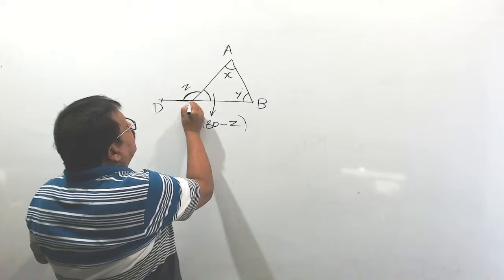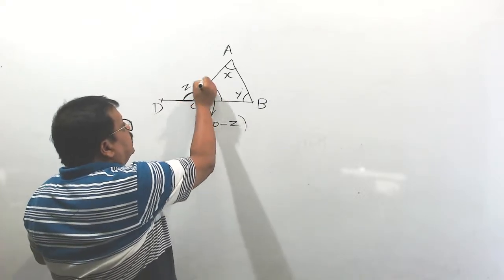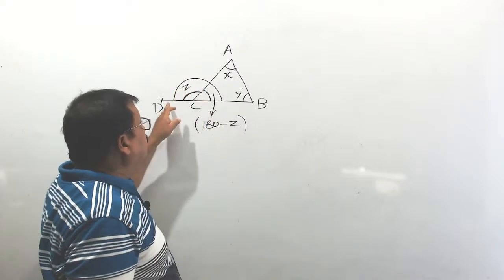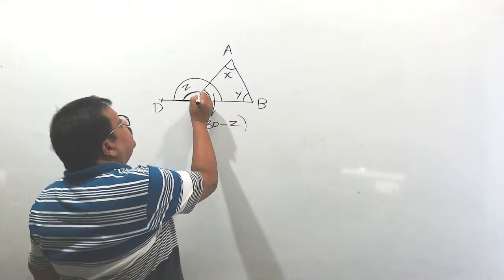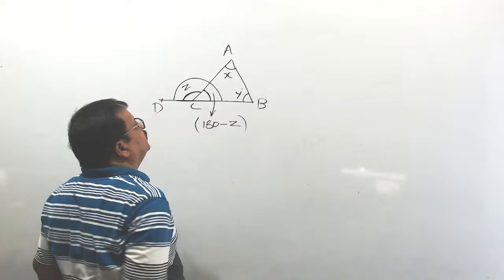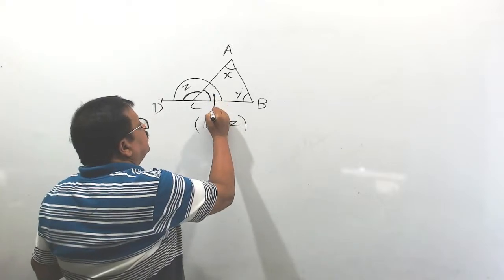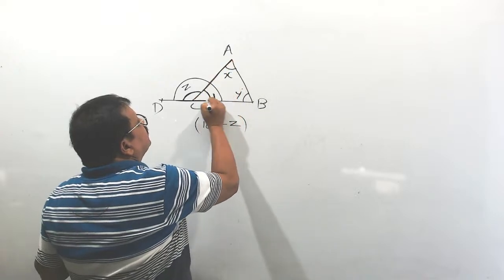What is the reason? The reason is straight angle. What is the value of complete angle? Complete, not half complete, that is straight angle, 180 degree. So if it is with z, then what will be the value of this angle? 180 minus z. This value, okay? 180 minus z.